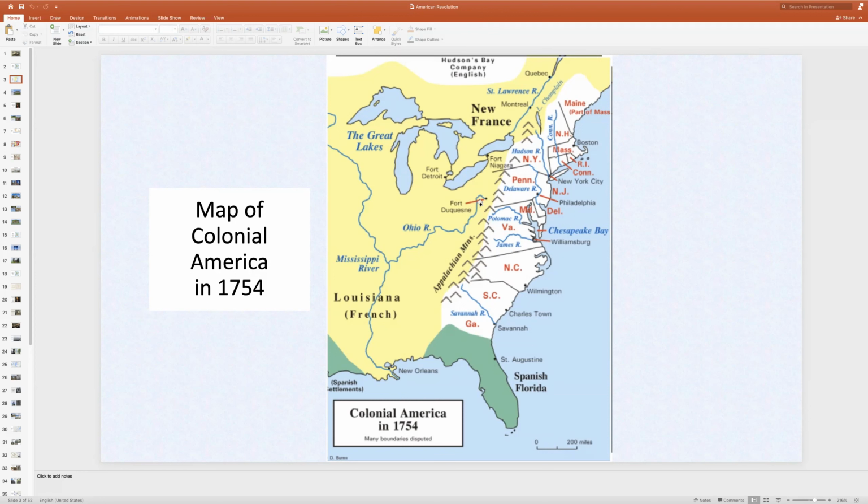By the 1750s, what they call the Ohio River Valley comes into conflict, with the French moving south and the British moving west. So in 1753, France began to erect a series of forts from Lake Erie down towards the forks of the Ohio, which is now Pittsburgh.